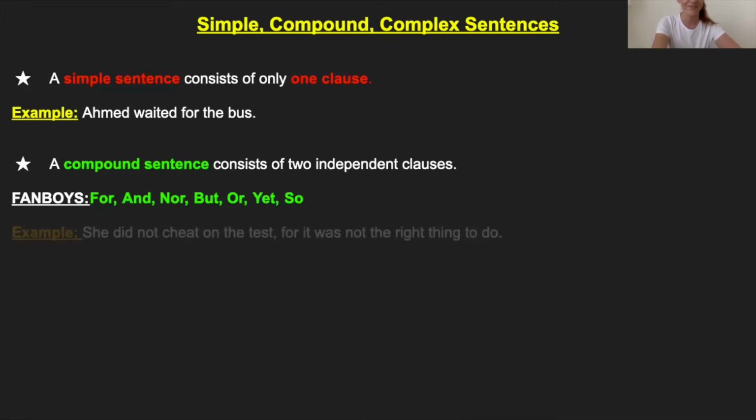Super. She did not cheat on the test, comma, for was not the right thing to do. So can you tell me something about that sentence? Excellent. There is a comma before the conjunction. So she did not cheat on the test, comma, for, it was not the right thing to do.